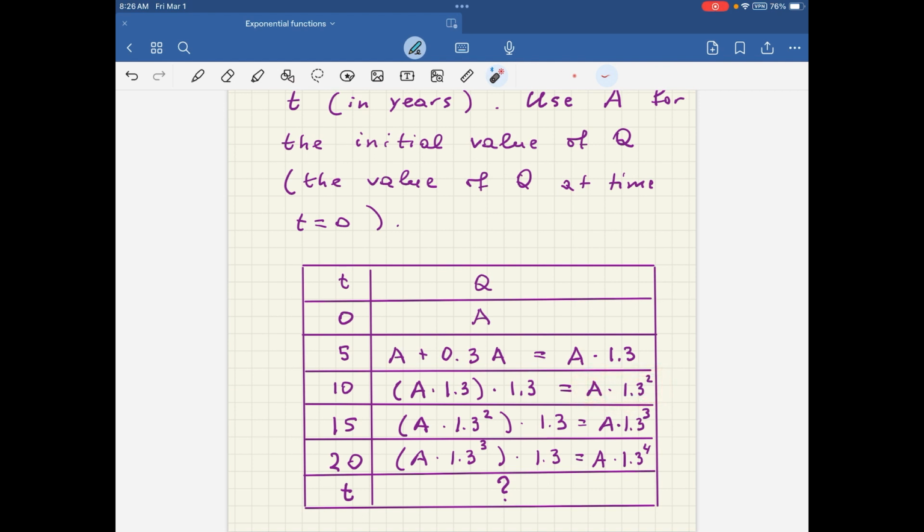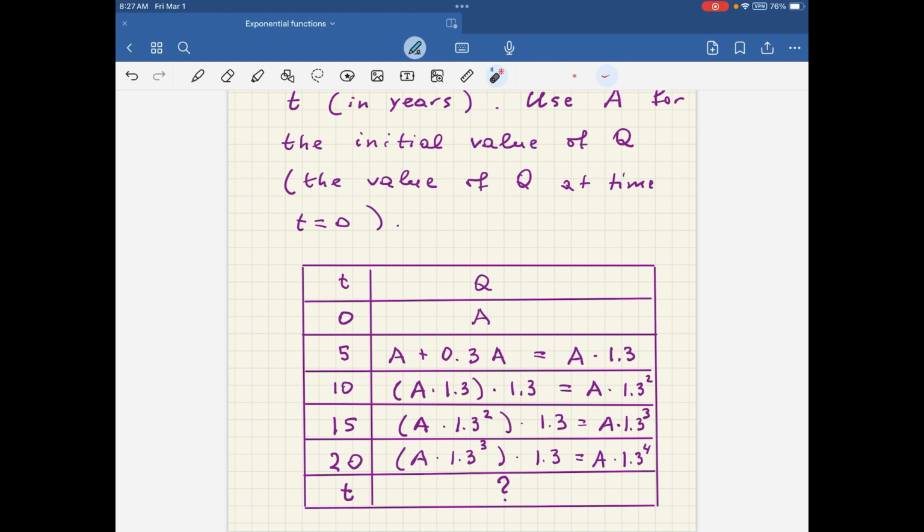Another 5 years goes on, and at the end of that period, when t equals 15, our value of Q will become A times 1.3 squared times another factor of 1.3. In other words, A times 1.3 cubed. And so on. You can write as many rows as you like.